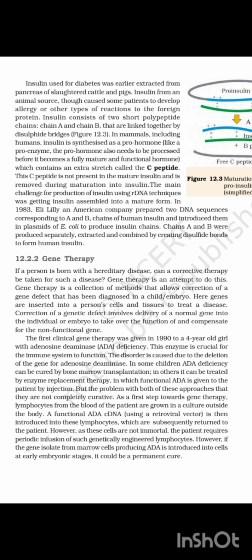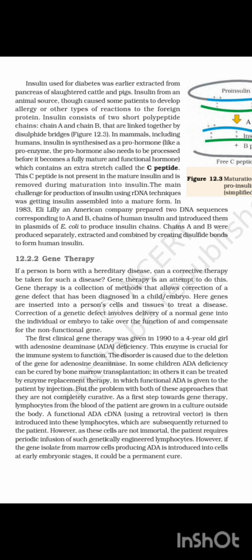The first clinical gene therapy was given in 1990 to a 4-year-old girl with adenosine deaminase (ADA) deficiency. This enzyme is crucial for the immune system to function. The disorder is caused by the deletion of the gene for adenosine deaminase. In some children, ADA deficiency can be cured by bone marrow transplantation. In others, it can be treated by enzyme replacement therapy, in which functional ADA is given to the patient by injection. But the problem with both of these approaches is that they are not completely curative.